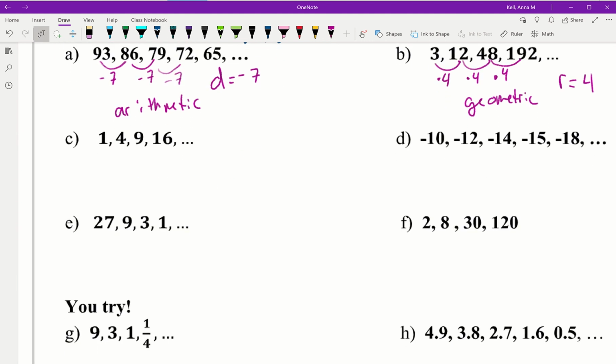All right, so let's look at the pattern here. From 1 to 4, I could look at it as though I'm multiplying by 4. I could also think of this as I'm adding 3. Okay, let's look from 4 to 9. It doesn't really have a multiplier. And then what would I be adding? 5, okay? And then to 16, that one doesn't really have a pattern either.